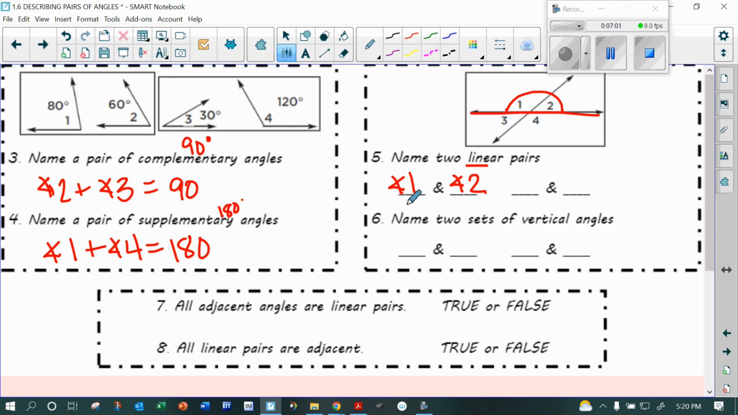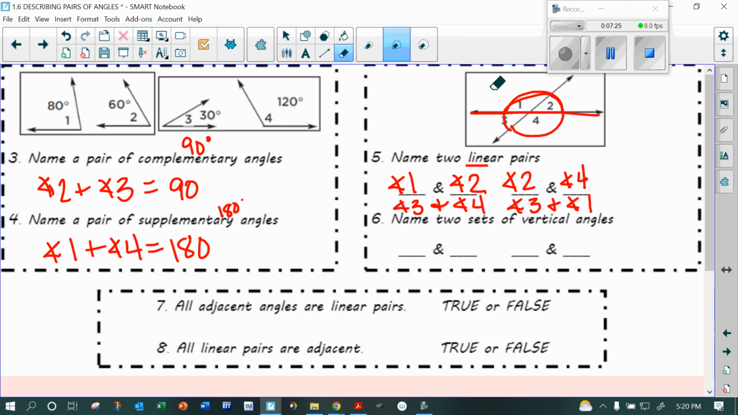So angle 3 and angle 4. Also 2 and 4. So angle 2 and angle 4. And also 3 and 1. I know it said to just name 2, but we're going to name them all. So basically what happens if you think about it, if you're just looking for a line, 1 plus 2, 2 plus 4, 4 plus 3, and 3 plus 1. So it kind of just 2 at a time going around.